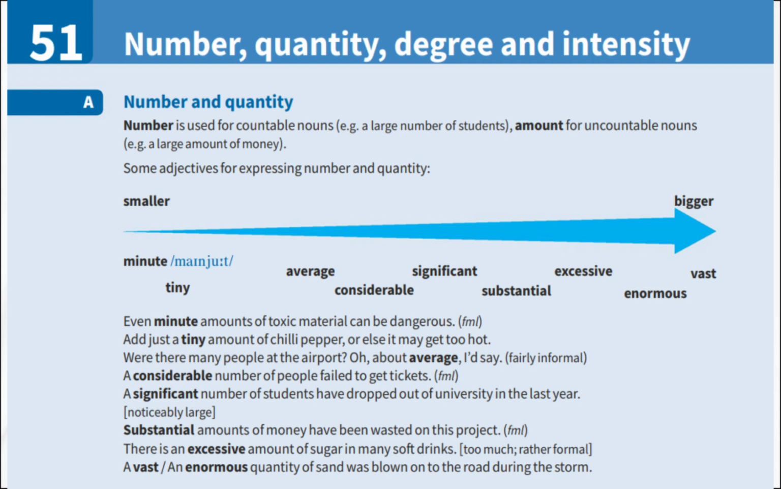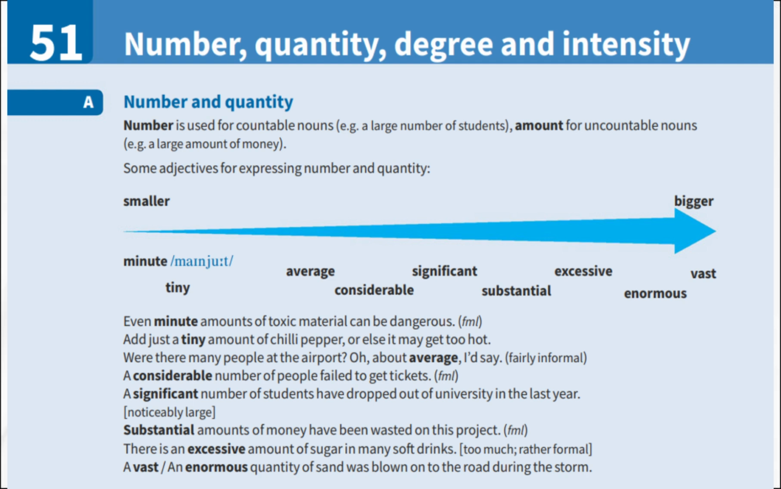Number and quantity. First, let us look at the difference between number and amount. Number is used for countable nouns, for example, a large number of students. Amount is used for uncountable nouns, for example, a large amount of money. Now, let us look at some adjectives for expressing number and quantity, from smaller to bigger.